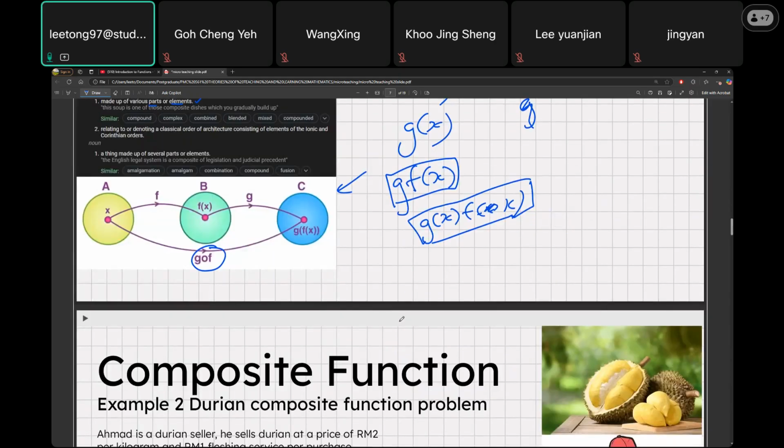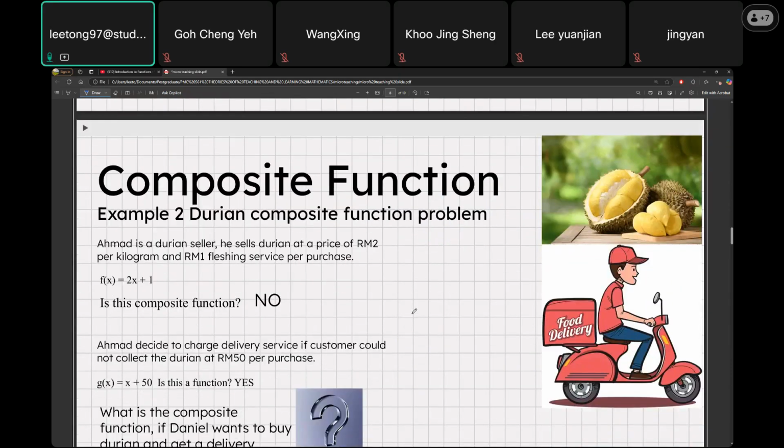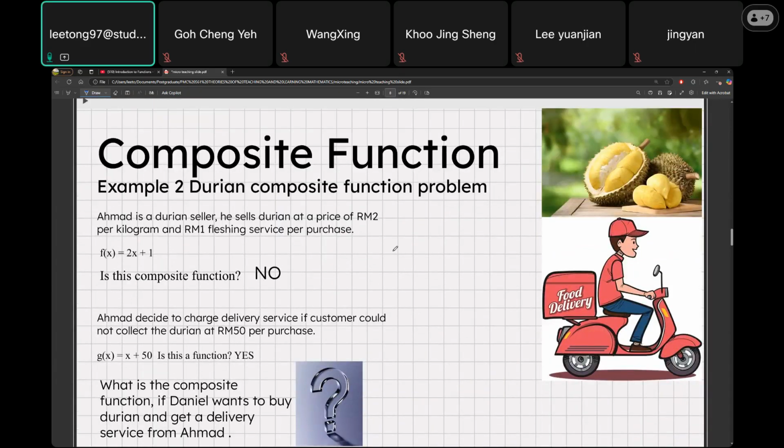It's the same durian problem. This is still the same as the normal function. This is the function. So is this composite function? The answer is no, because this is just a simple function.